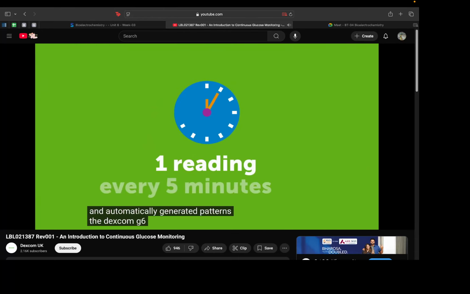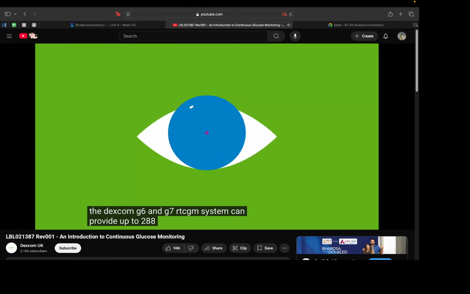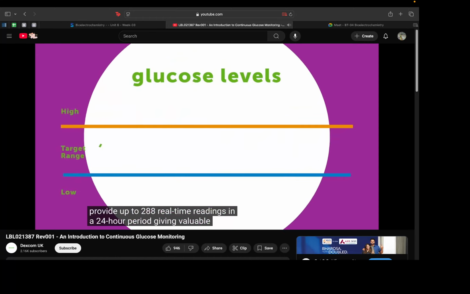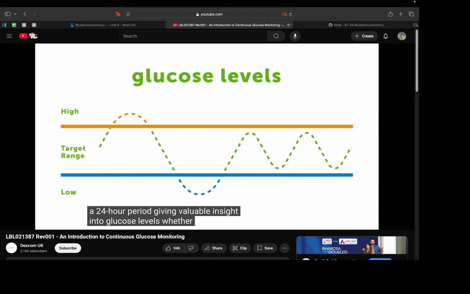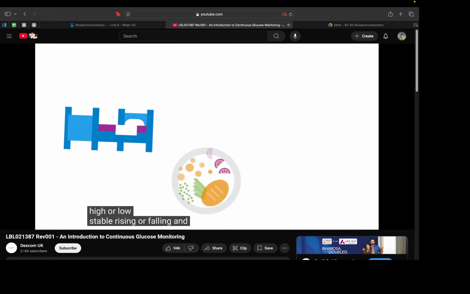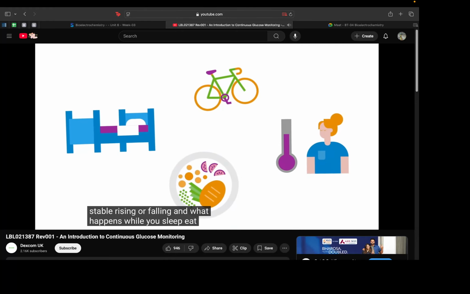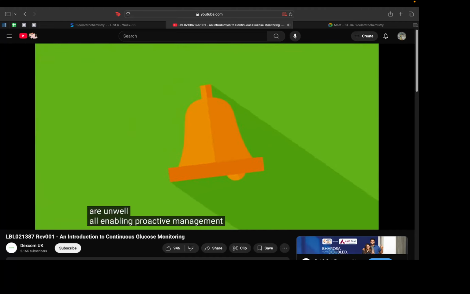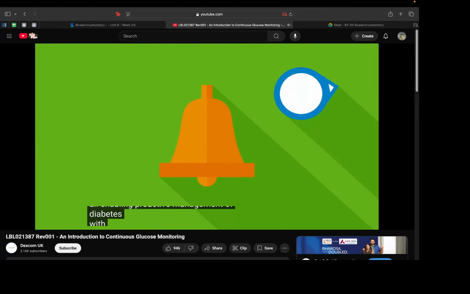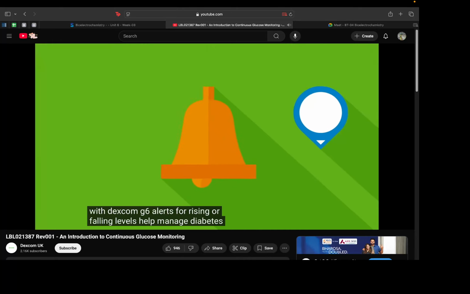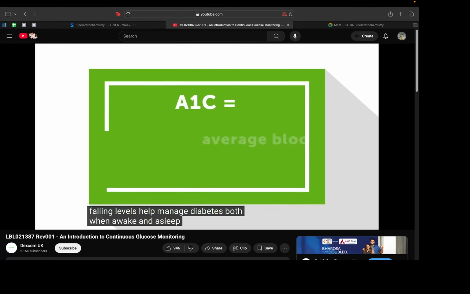The Dexcom G6 and G7 RT-CGM system can provide up to 288 real-time readings in a 24-hour period, giving valuable insight into glucose levels, whether they are high or low, stable, rising or falling, and what happens while you sleep, eat, exercise or are unwell, all enabling proactive management of diabetes. With Dexcom G6, alerts for rising or falling levels help manage diabetes both when awake and asleep.